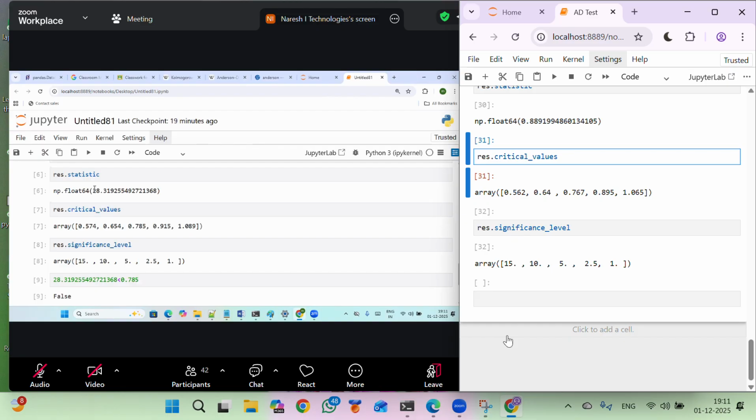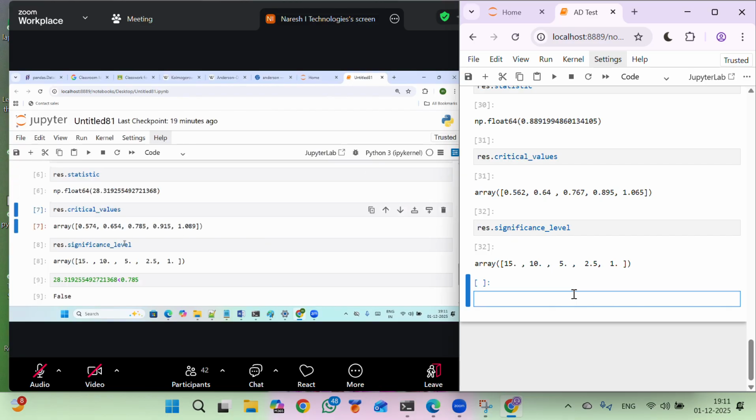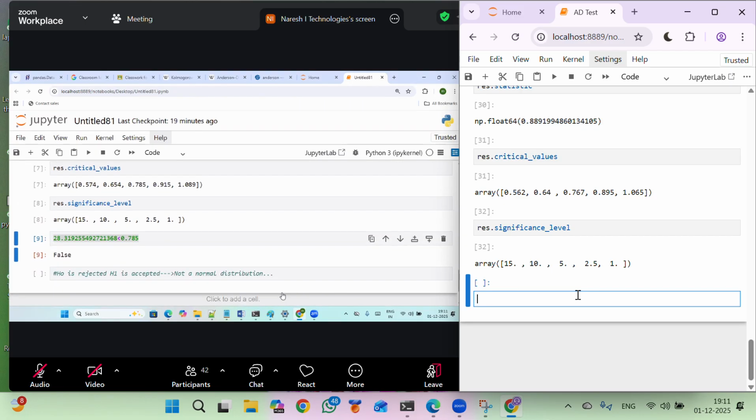What is the statistic value here? 28.31. I told you to check the critical value for the 5% significance level. This is 0.781. So I'm checking here. If it is less than this value, then I can say that the null hypothesis is rejected. If the test statistic value is greater than the critical value, then the null hypothesis is accepted, like that. In this case, the test statistic value is lesser than the critical value, so I can say that the null hypothesis is rejected.